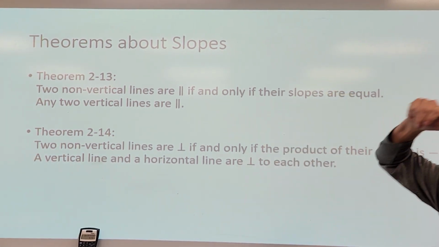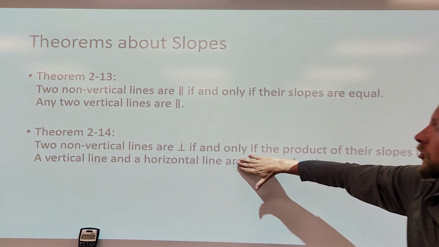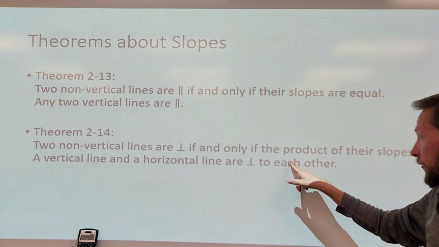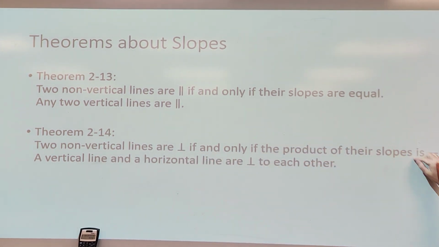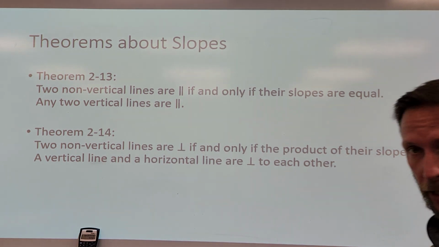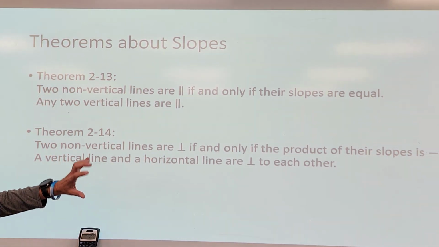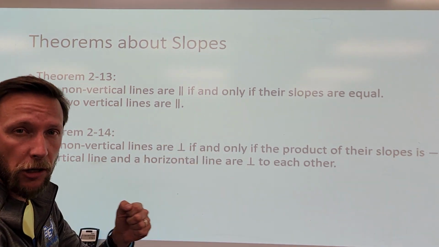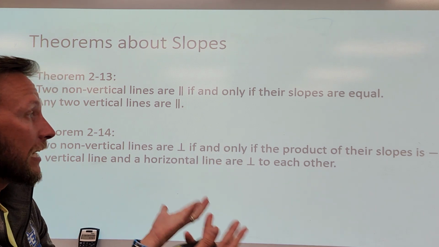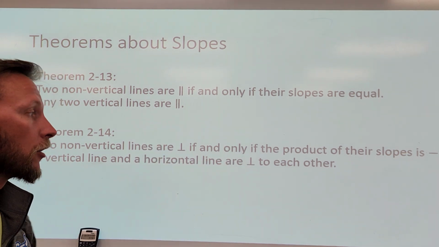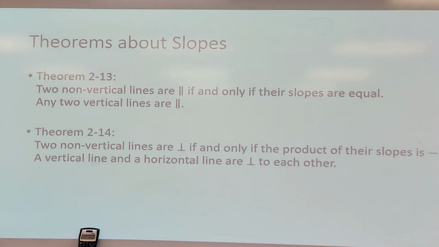Theorem 2.14. Two non-vertical lines are perpendicular if and only if the product of their slopes is -1. That was articulated a little bit differently in Algebra 1, and that's okay. We're going to arrive there in just a little bit. But if we find the slope of one line and the slope of another line, we multiply them together. If it equals -1, then hey, those lines are perpendicular because their slopes multiply to give us -1. Every vertical line and horizontal line are perpendicular to each other. That is a fun fact.